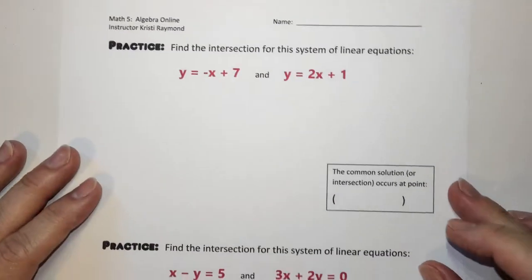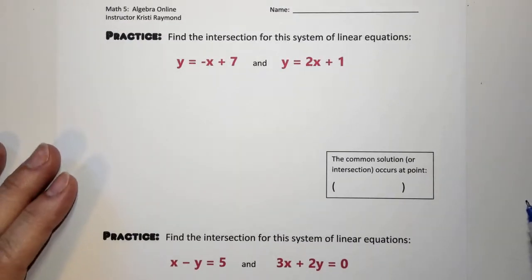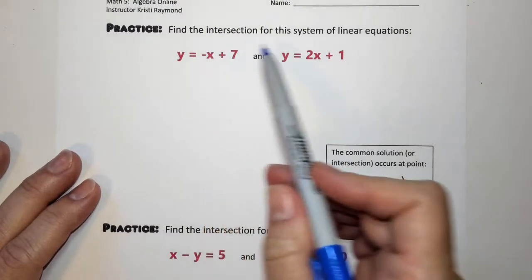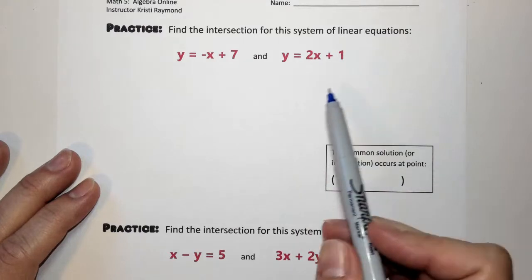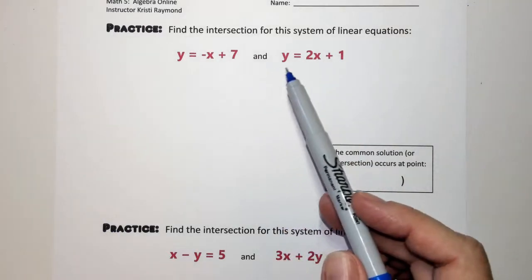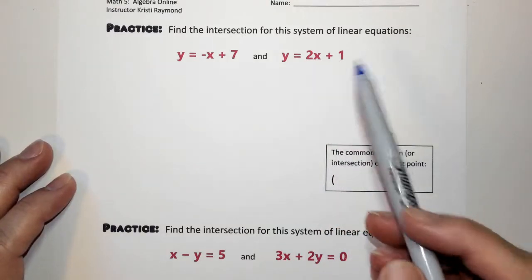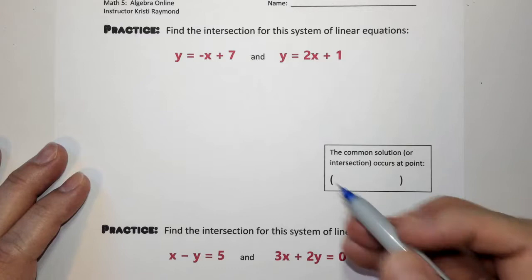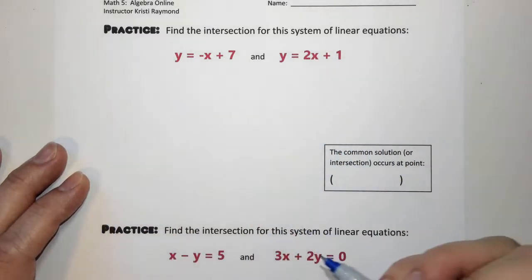All right, last page. On this page, I have 2 practice problems for you, and I'm not asking you to graph this time. It just says, find the intersection for this system of linear equations. Y equals negative x plus 7, and y equals 2x plus 1. So I'd like for you to go ahead and pause the video here and do this first problem by yourself.